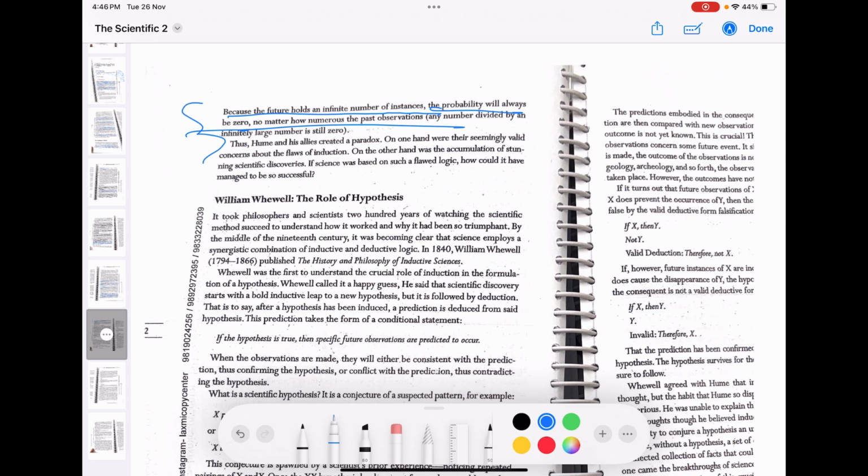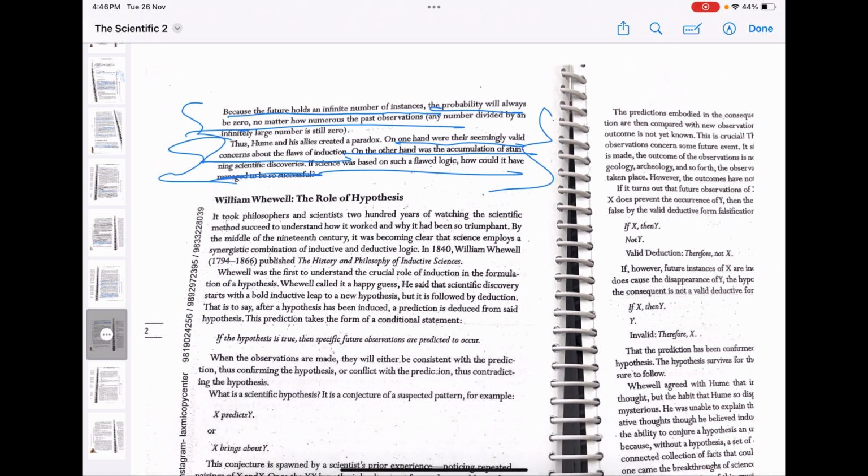Hume and his allies created a paradox. On one hand, there were seemingly valid concerns about the flaws of induction, right? On the other hand, there was an accumulation of stunning scientific discoveries. So there was a very big paradox.